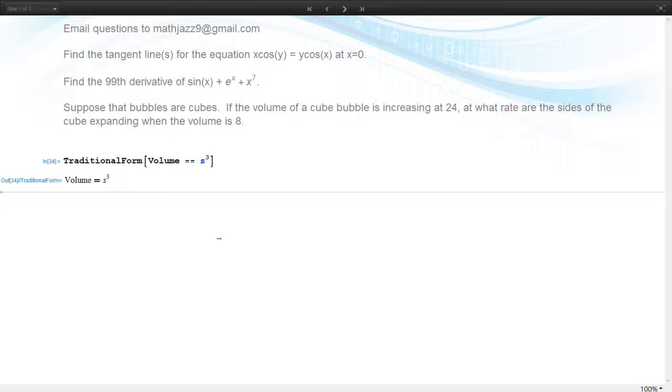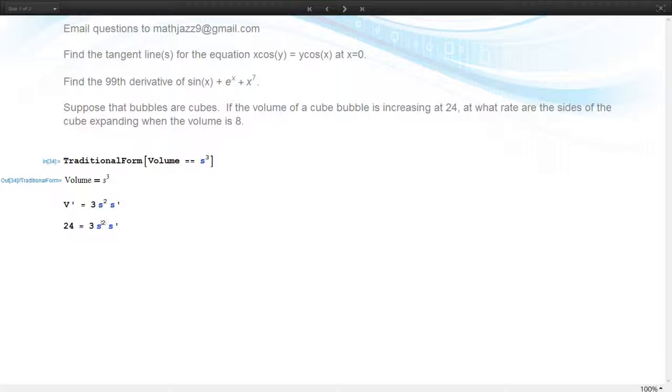There we go. We have this equation here, volume equals s cubed. So we are going to take a derivative of both sides. That'll give us v prime is equal to 3s cubed, or sorry, s squared times s prime. So we know that v prime is going to be 24, and we know that our volume is 8.